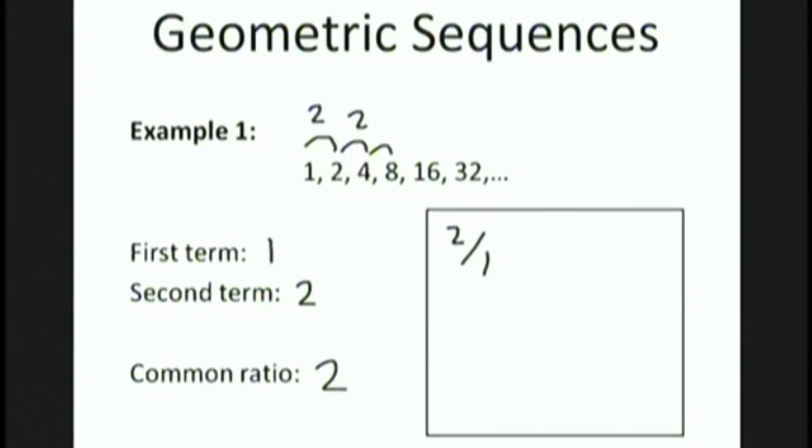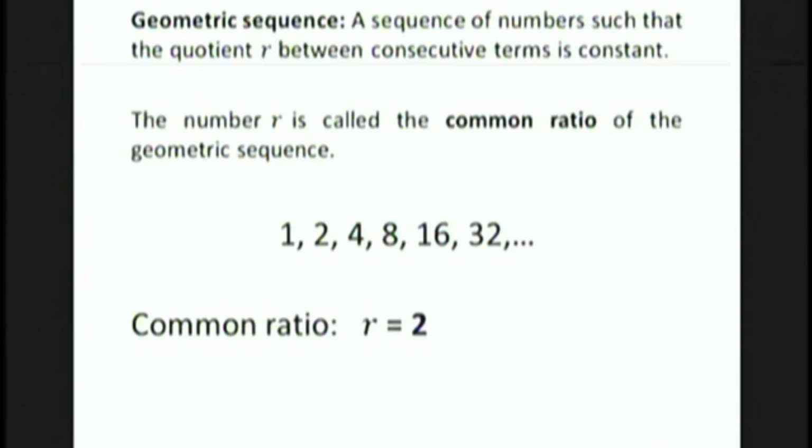For example, 2 over 1 is 2, or 4 over the previous term of 2 is 2, 8 over 4 is 2, and so on. So a geometric sequence is a sequence of numbers such that the quotient r between consecutive terms is constant. This number r is called the common ratio of the geometric sequence. So for example, the geometric sequence 1, 2, 4, 8, 16, 32, and so on, has a common ratio of 2, as we've just seen.